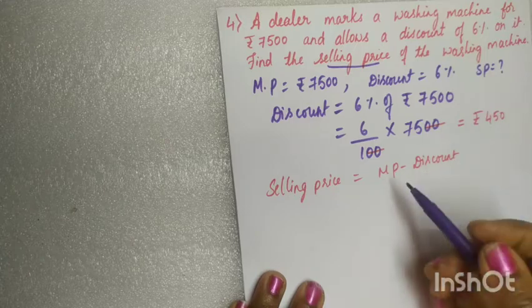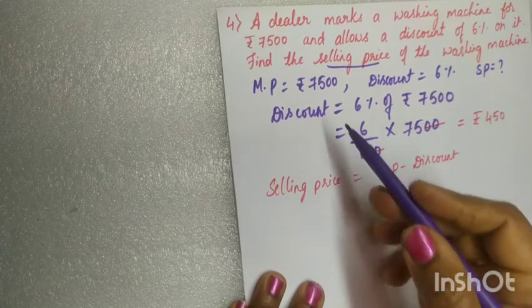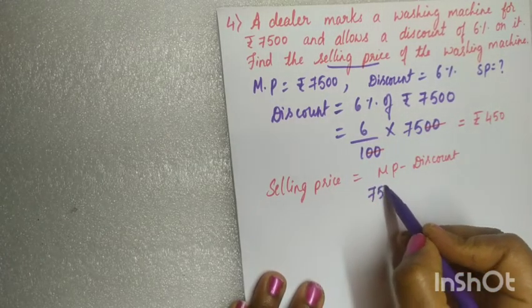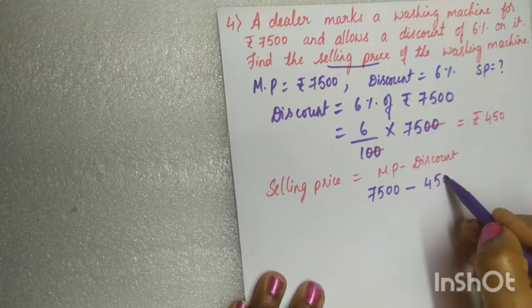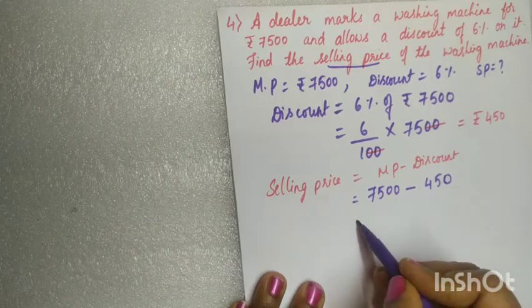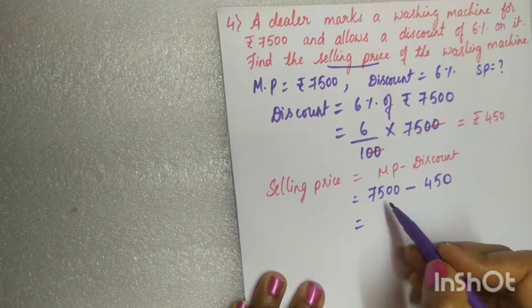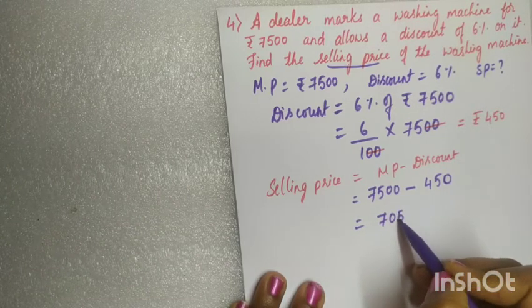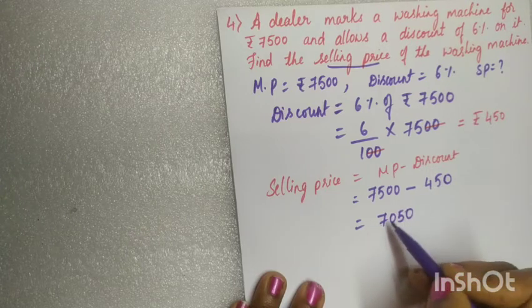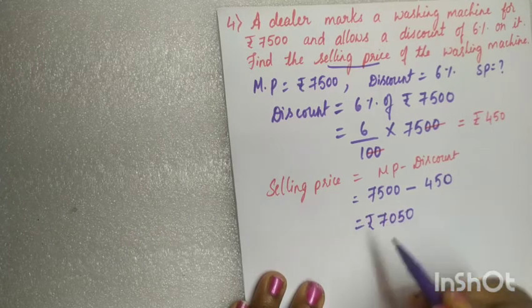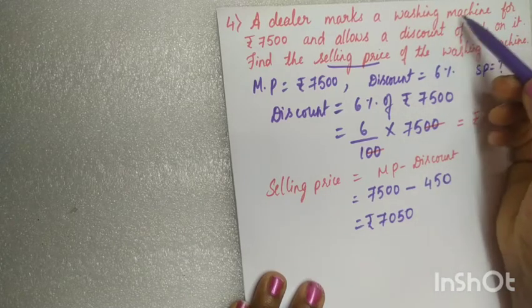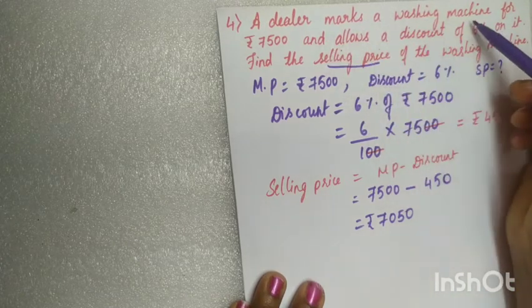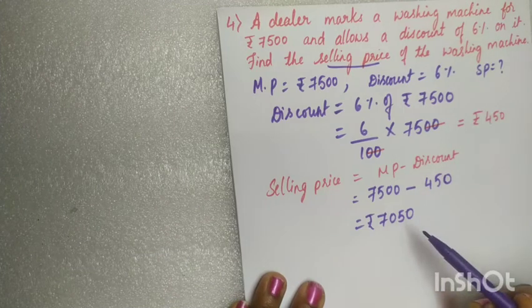So just check whether we have this data in this problem. Market price we have, that is 7,500, minus the discount amount, that is 450, which is equal to 7,050 rupees. So this is the selling price. After discount, the dealer will be getting the washing machine for 7,050 rupees.